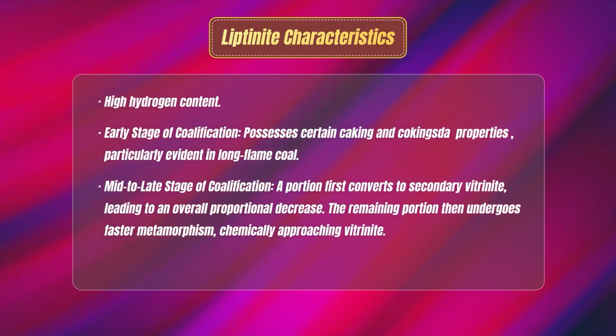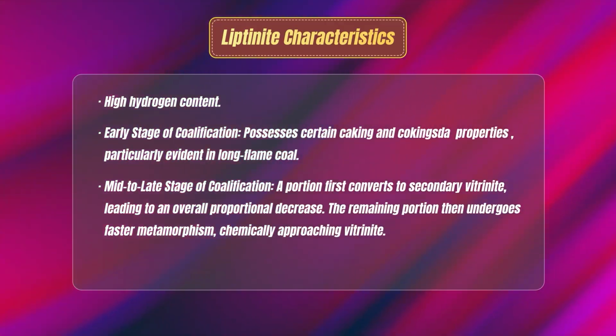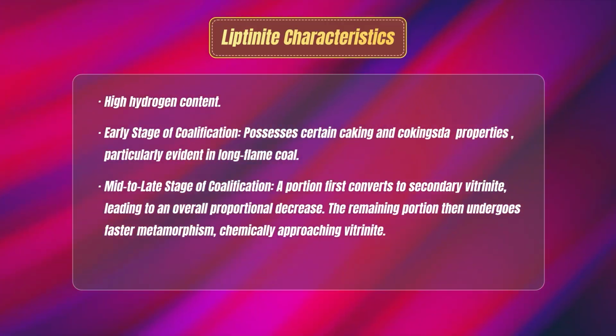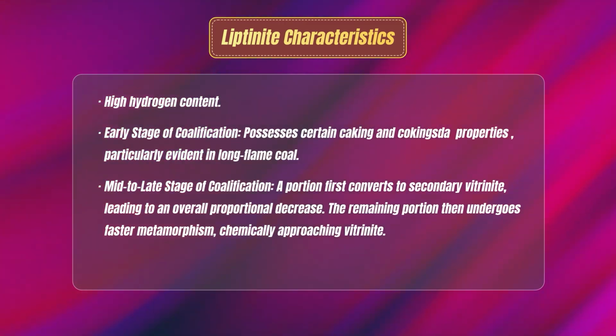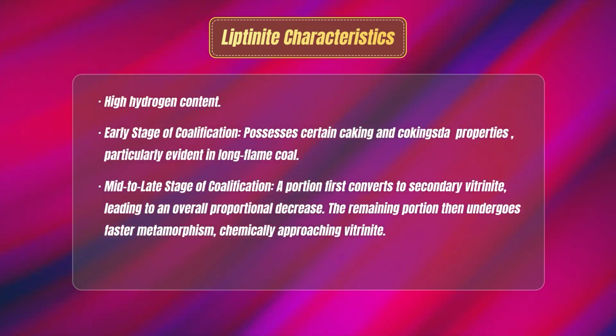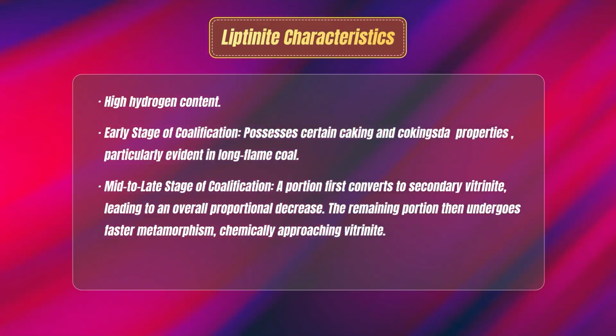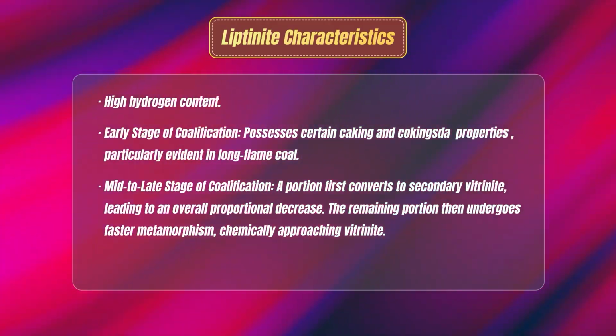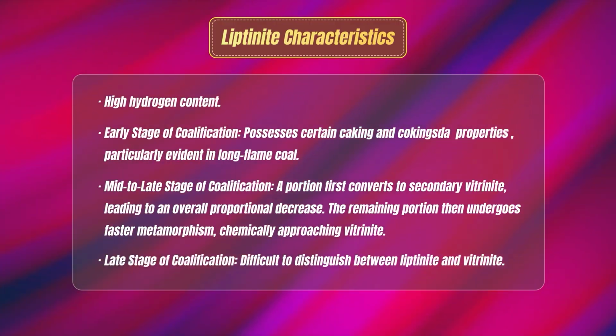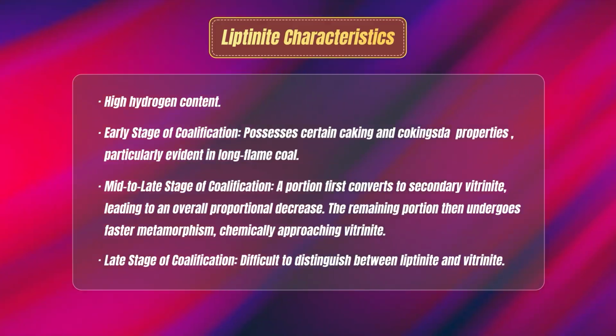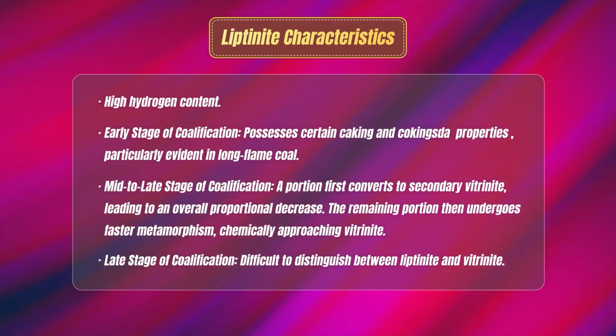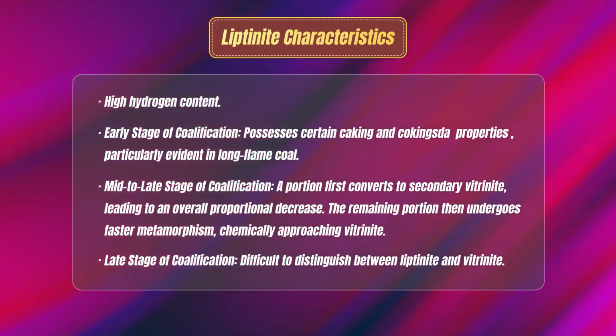Initially, a portion of it will transform into secondary vitrinite, thus joining the usable vitrinite component of the coal. The proportion of liptinite will decrease to a certain extent during this process. The remaining portion during coalification undergoes metamorphism much faster than vitrinite. Therefore, by the later stages, for example, by the lean coal stage, it has almost reached the same level as the vitrinite. And even further along, it becomes difficult to distinguish between vitrinite and liptinite.